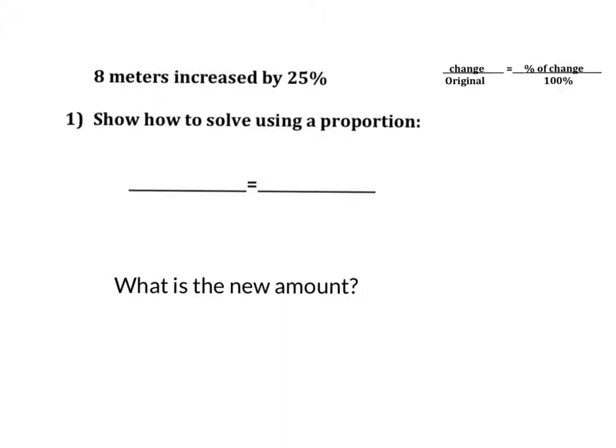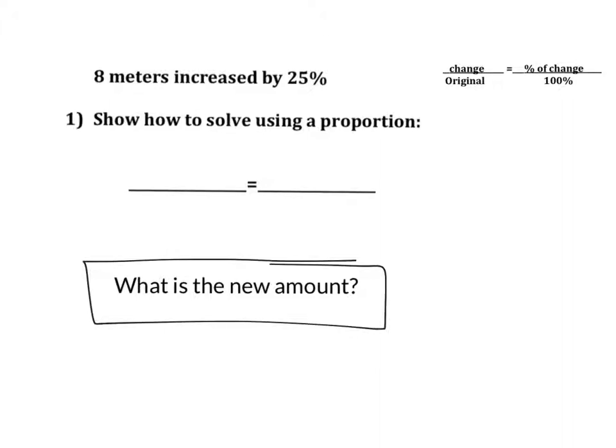All right, this one's a little different. This one just says 8 meters increased by 25%. And what we want to do is figure out what is the new amount. All right, so first we need to figure out, well, what is 25% of that 8 meters? So in this case, we know our percent of change. It's 25%, and percents are always out of 100. So we've got 25% out of 100%. And now the 8 meters, is that our change or is that our original? That is our original amount.